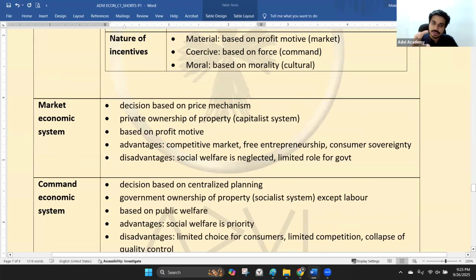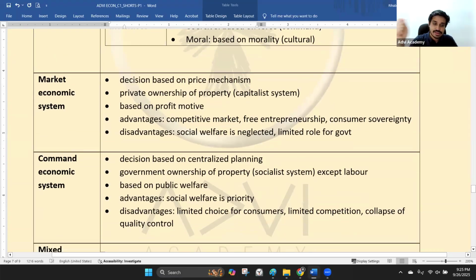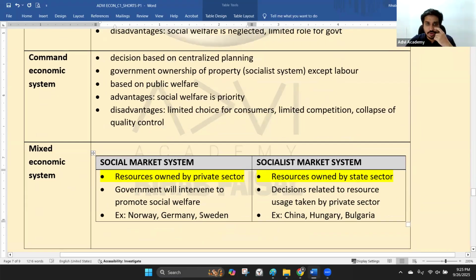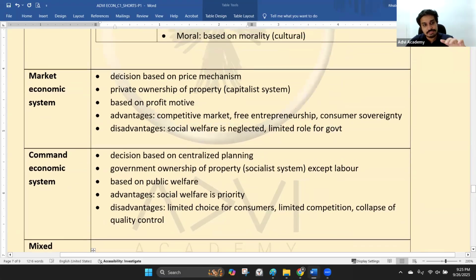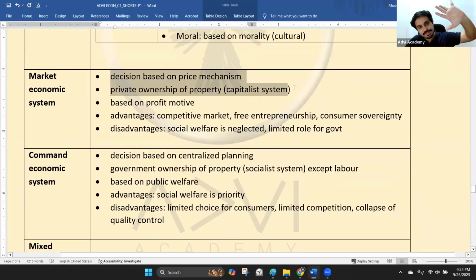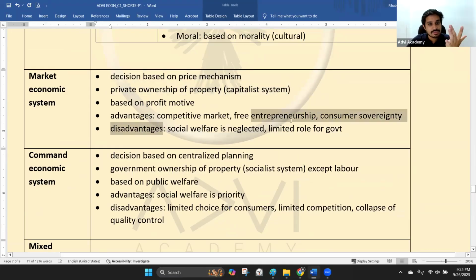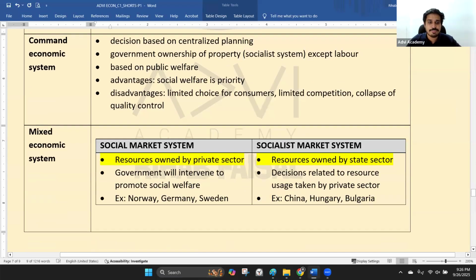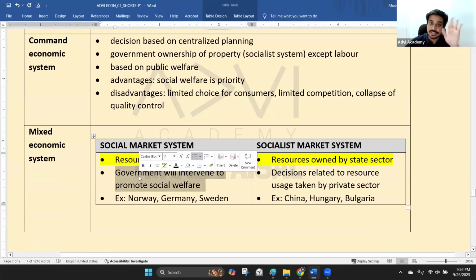It's more of a market economic system, but there is government intervention also, because then the advantage of both is there. This one is mainly market, mainly private sector owns everything. So mainly market and capitalist. But the disadvantage is social welfare is neglected, government has a limited role. To overcome that disadvantage, they have brought government intervention also. So America is now this.